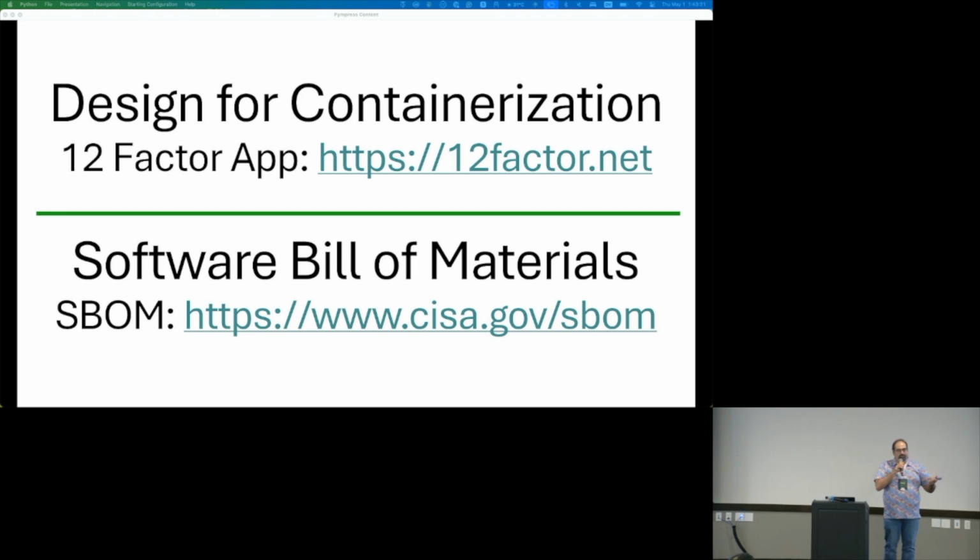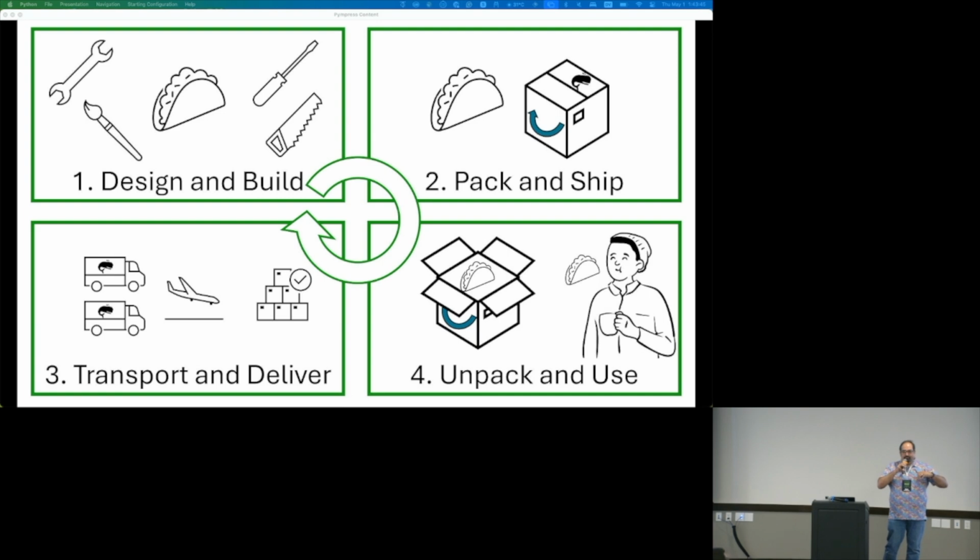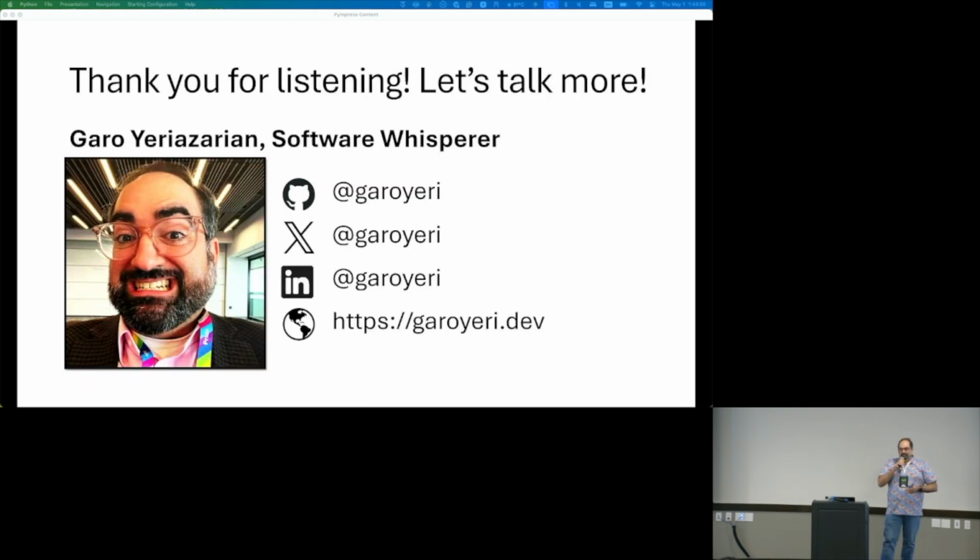Now, when you're getting ready to wrap up, you want to design for containerization, which is thinking about 12-factor apps is a great reference. Software bill of materials for your traceability and your auditability of your containers and make sure you know what's in it. And it's a whole process that this is enabling. Okay, what we're doing is we're needing to design and build the software to be containerized. We need to pack it and ship it in ways that are repeatable and reusable. We're going to transport them across the cloud and across the world in container registries, and we're going to use them and be happy with them.